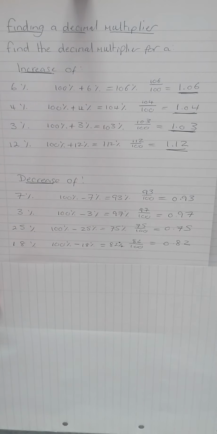So that's finding your decimal multiplier, which you need to do when you're going to look at compound interest. And I'm going to do a compound interest video next.